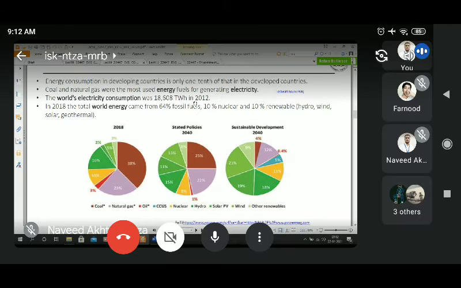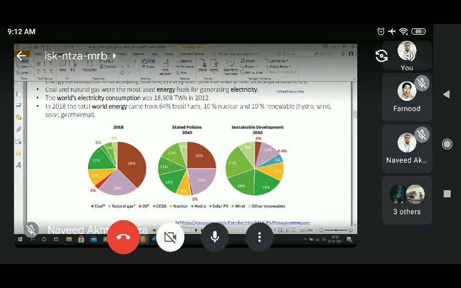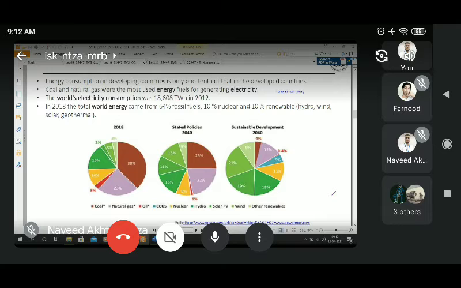So if you come here, you can see the global scenario in 2018, and then projected for the stated policies for 2040, and the sustainable development policy if you make, then the projection will be like that.